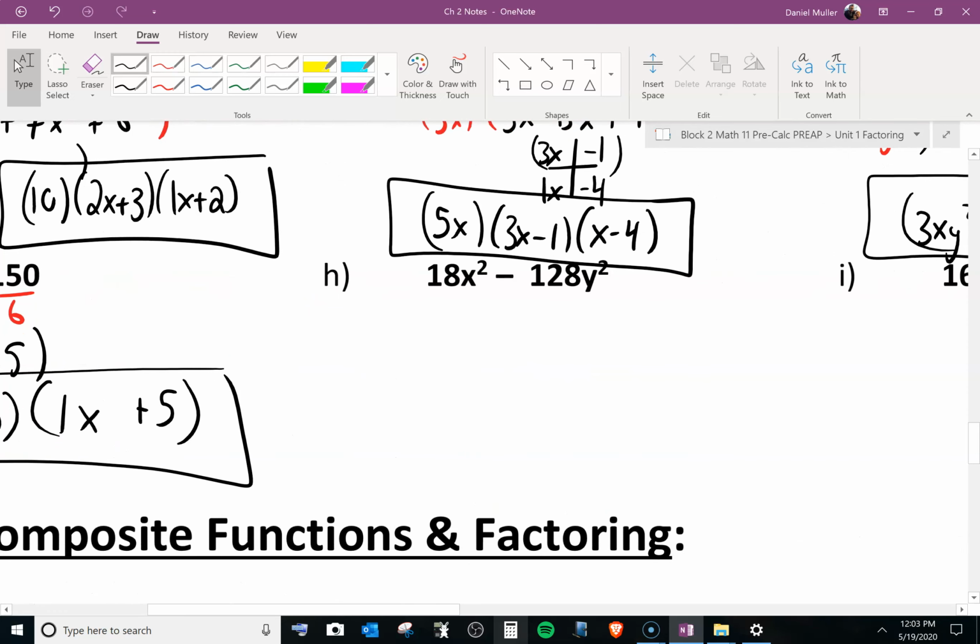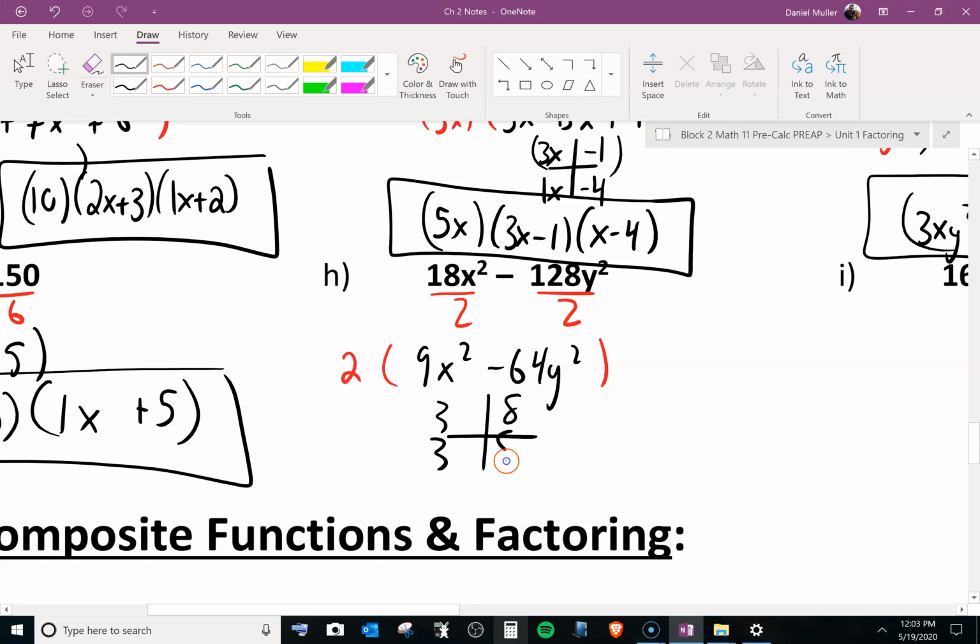Oh no, 18. Well, I know I can divide it by 2. So take a 2 out, and I'm left with 9x squared minus 64y squared. Now 9 is a perfect square, 3 and 3. 64 is a perfect square, 8 and 8. So 3 and 3, 8 and 8, x and x, y and y. One of them needs to be negative. So my answer is 2 from what we took out, and then a 3x minus 8y, and a 3x plus 8y.